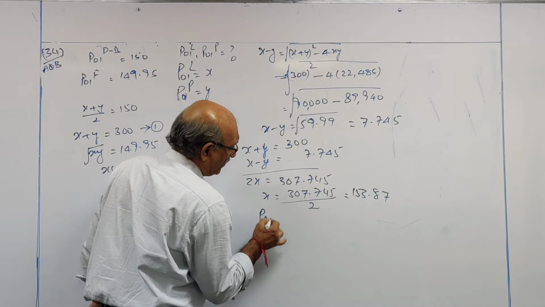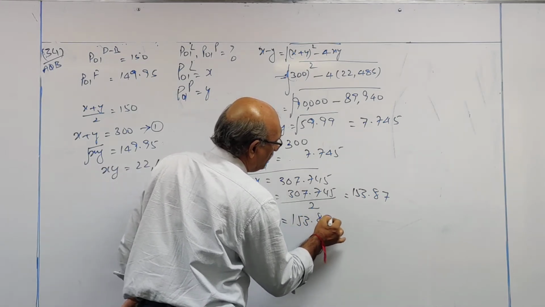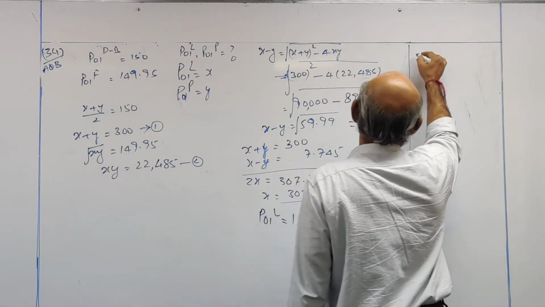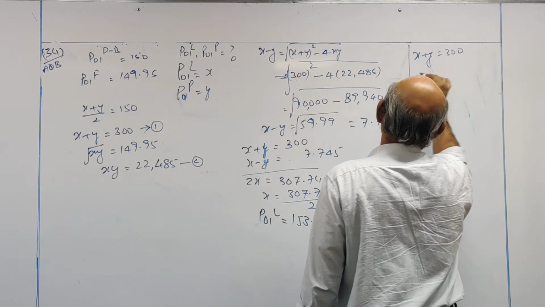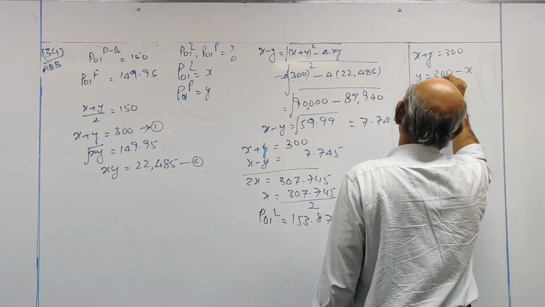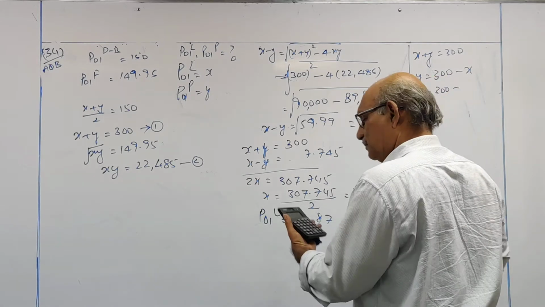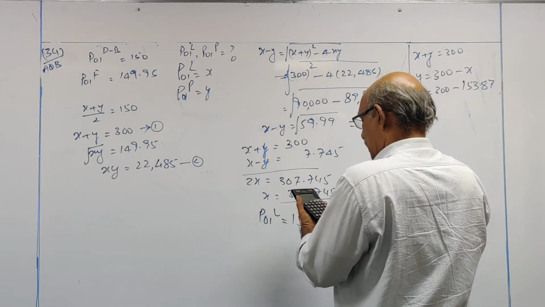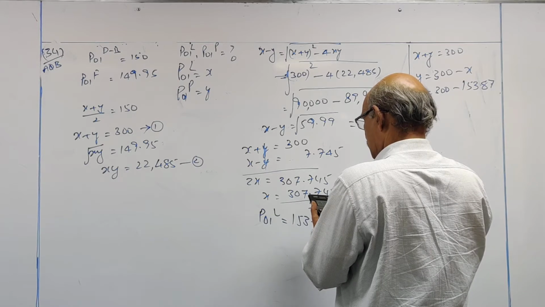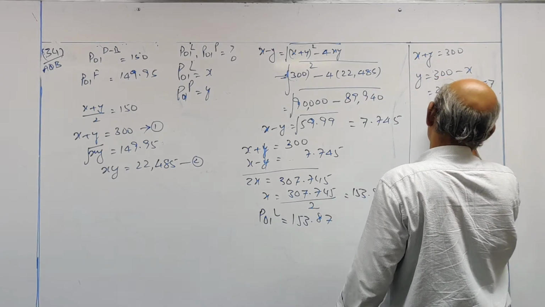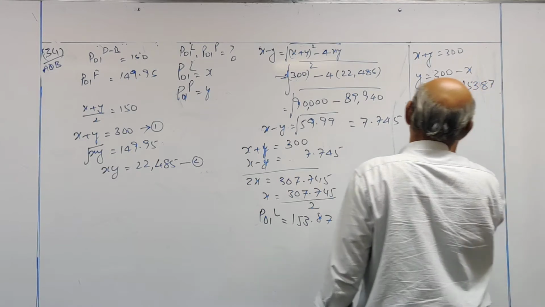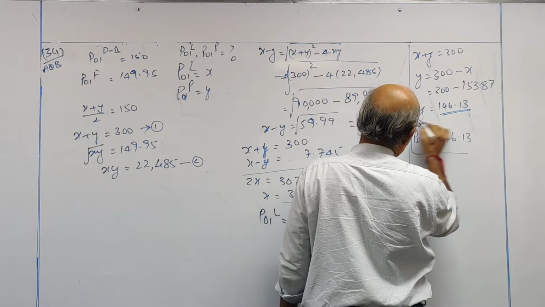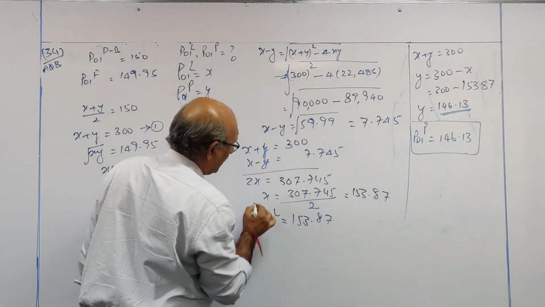What is X? Price index number of last year, 153.87. Now, x plus y is equal to 300, so y is equal to 300 minus x. So 300 minus 153.87 is 146.13. So the price index number of past year is 146.13 and the last year index number is 153.87.